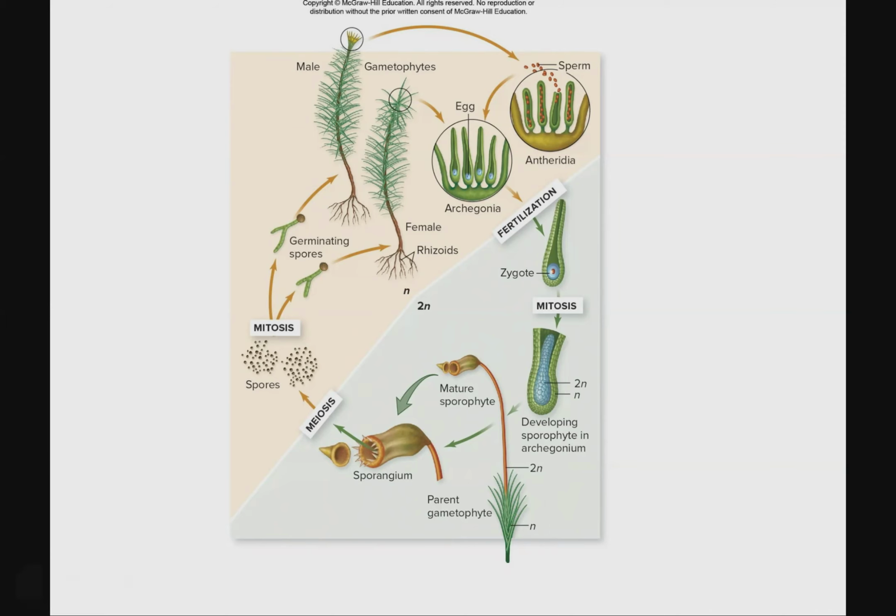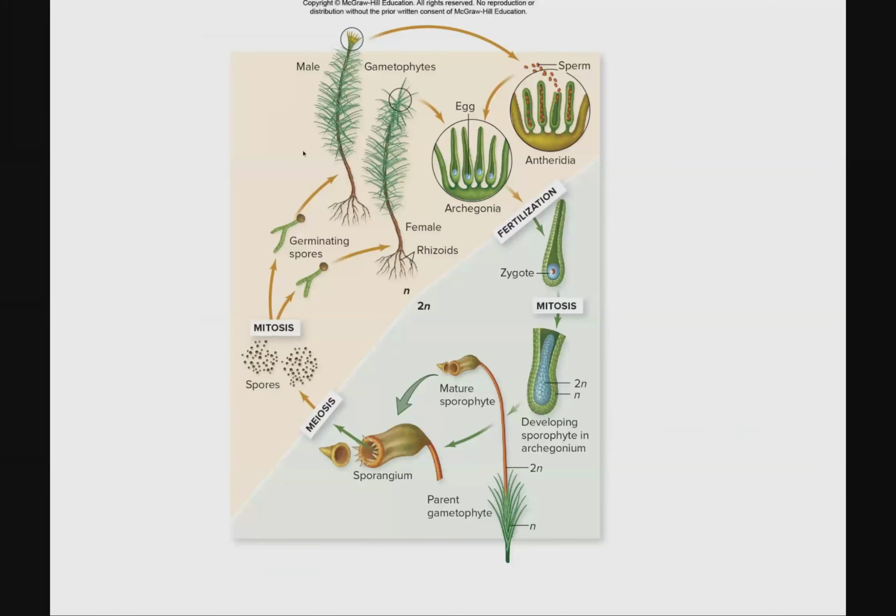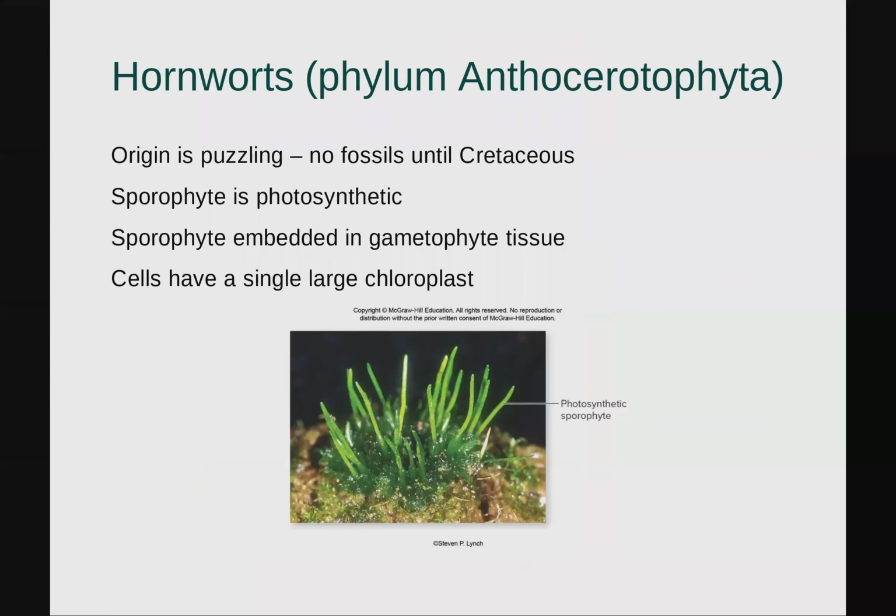But again, looking back at this picture here, we have the sporophytes, which we see here, and we have the gametophytes, which we see here. So it's multicellular haploid and diploid organisms living together as part of the same plant.